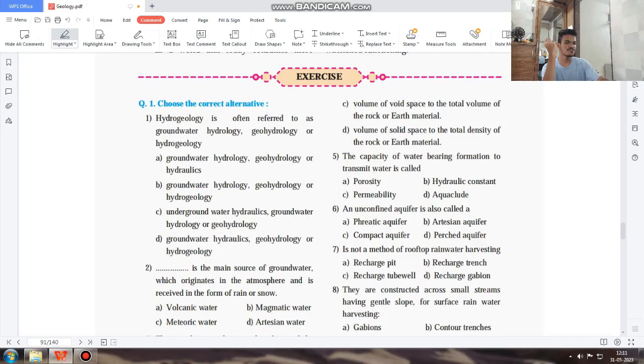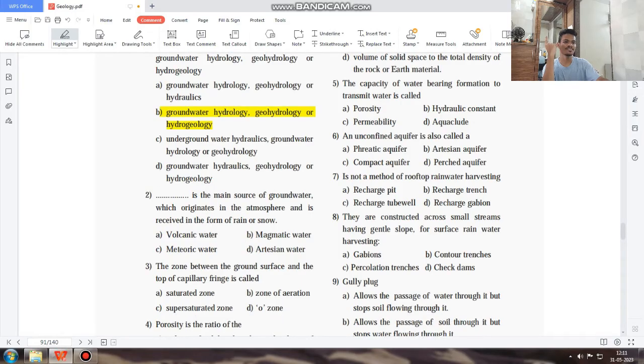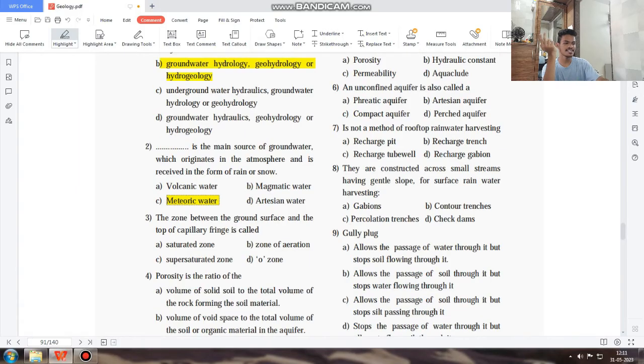Hydrogeology is often referred to as this all. So what is the answer? In the first paragraph I told you, groundwater hydrology, green paragraph, right? Dash is the main source of groundwater. Which is the main source? Meteoric. Yes, meteoric. Artesian is not there, bhai. Anything, the artesian is what? Aquifer. Magmatic is there.